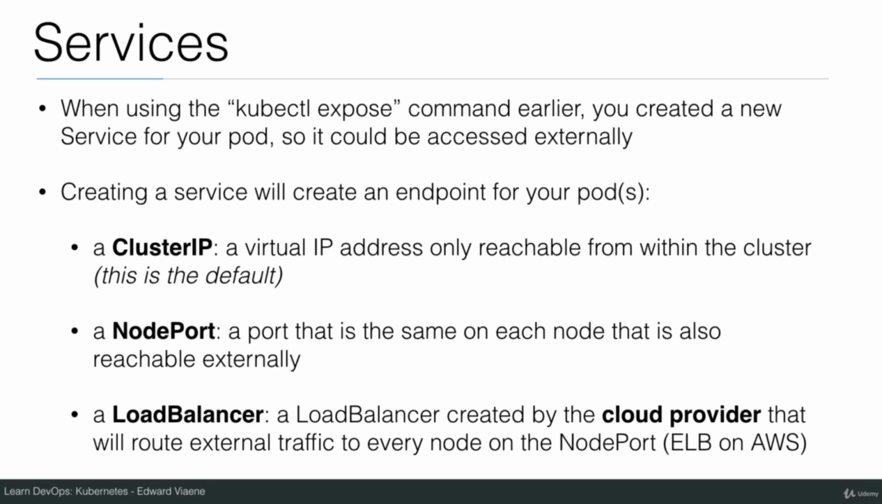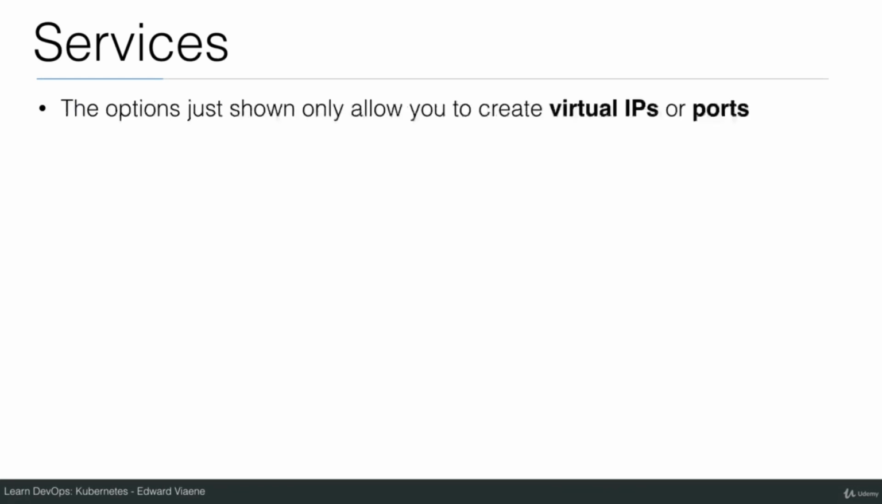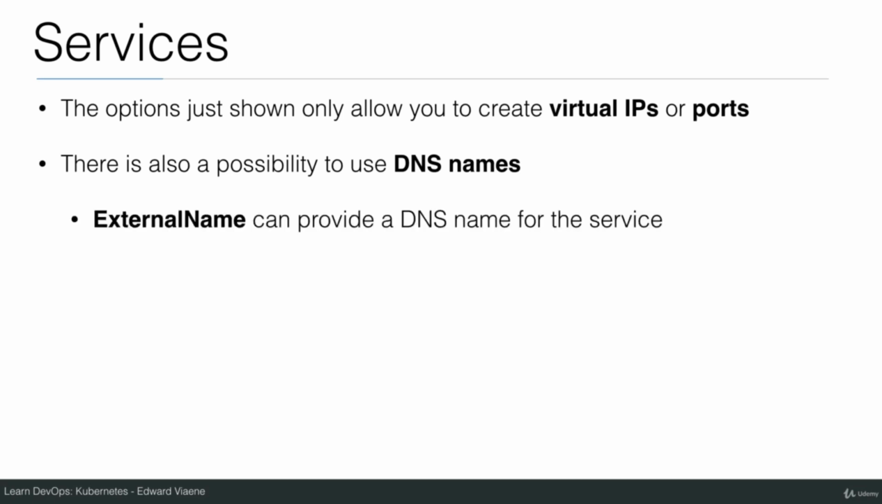Or you can go for a load balancer, and this is used for production applications on the cloud. A load balancer is created by the cloud provider that will route external traffic to every node on the node port. I showed you how this works. I did that using ELB, Elastic Load Balancer, on AWS. The options that I just showed you only allow you to create virtual IPs or ports. There is also a possibility to use DNS names.